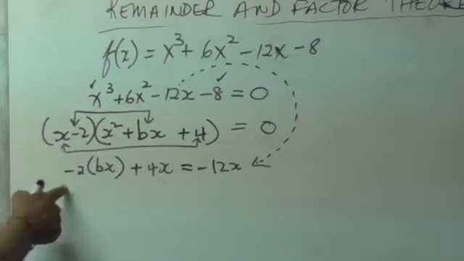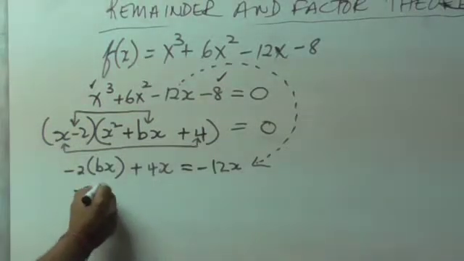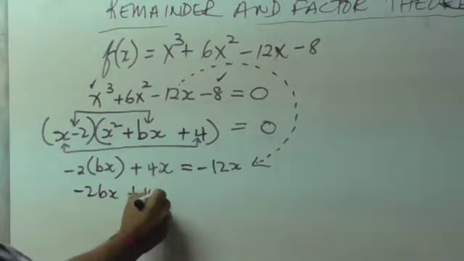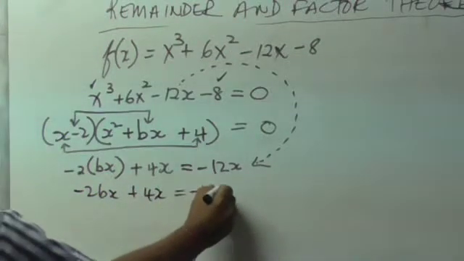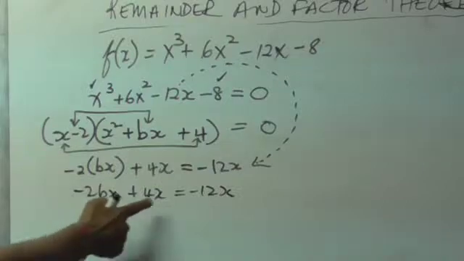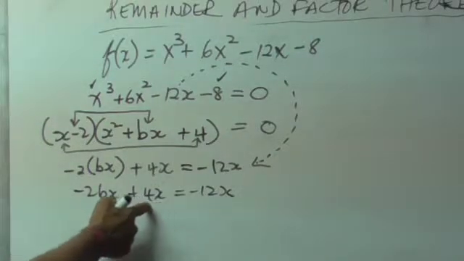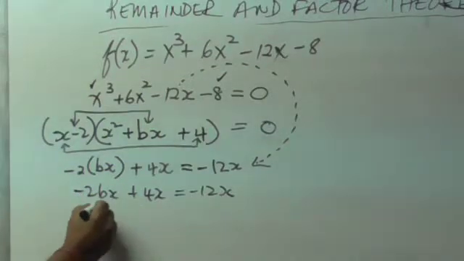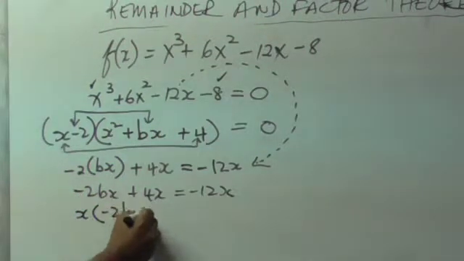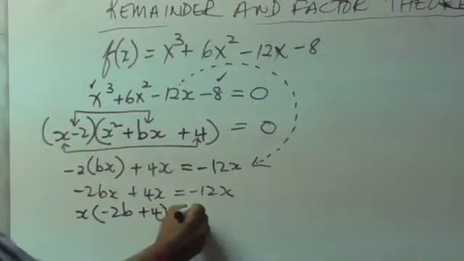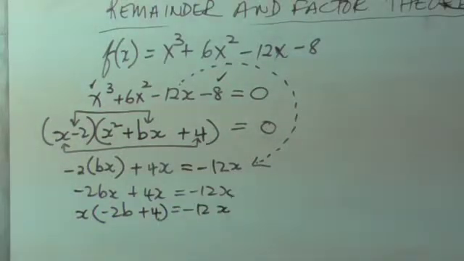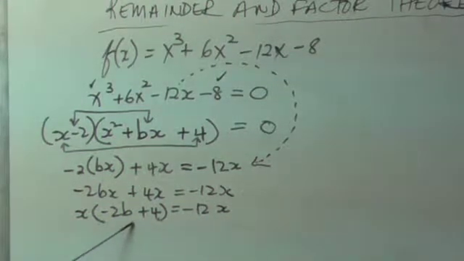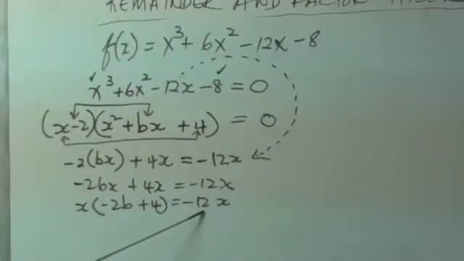Alright, let's resume. So minus 2 times that will give you minus 2bx plus 4x is equal to minus 12x. Now a little bit of factorization here. Remove the common factor x. If you remove the common factor x, you're left with minus 2b plus 4 is equal to minus 12x. Now, there's your x, there's your x. Therefore, this is equal to minus 12.